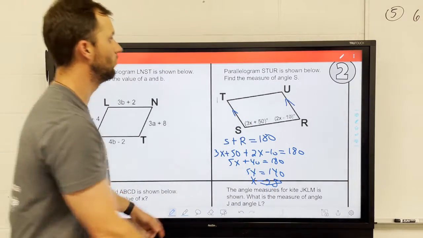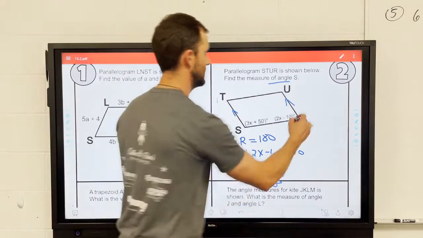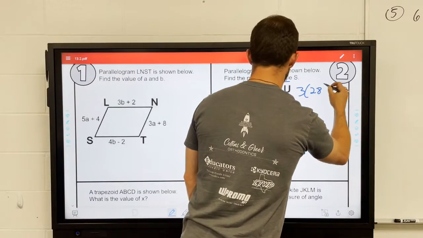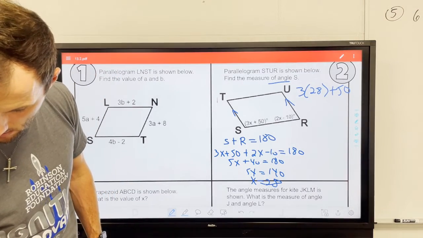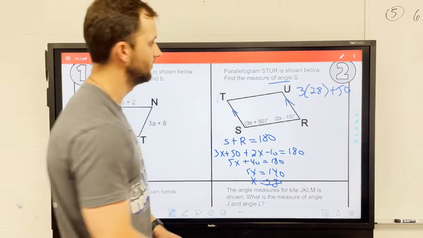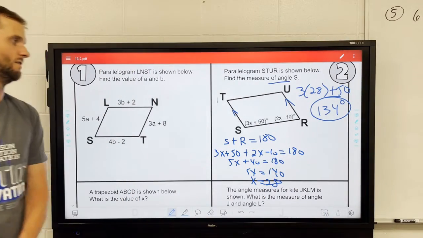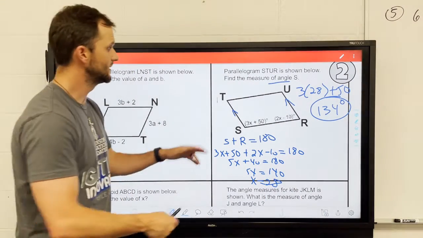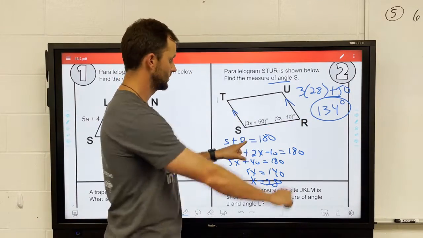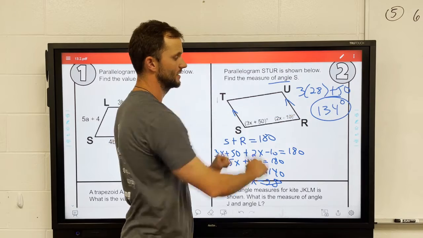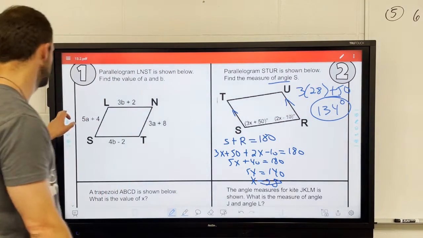But now if you look, it wants the measure of angle S, so I have to plug X back into S. It's going to be 3 times 28 plus 50, which gives me 134. So the measure of angle S is 134. Again, just to recap, since my two lines are parallel to each other and have a transversal going through them, these two angles are supplementary because they're same side interior angles. Okay, let's jump into example number 3.